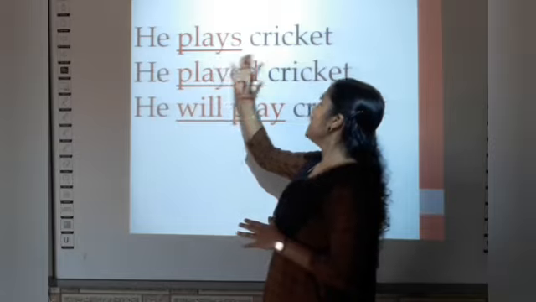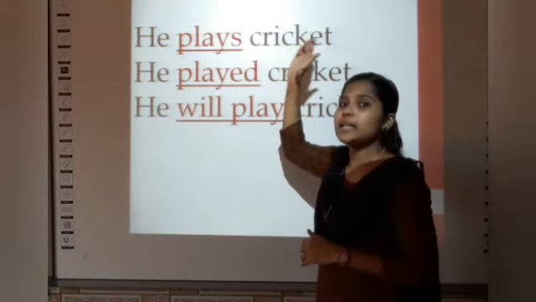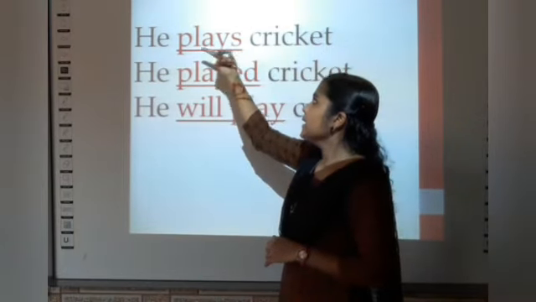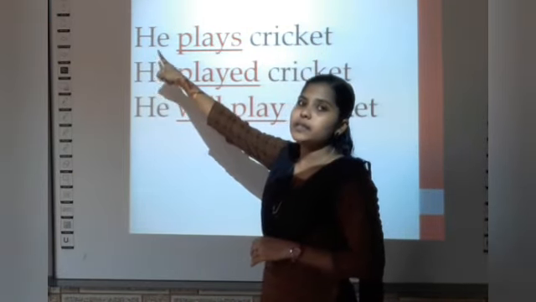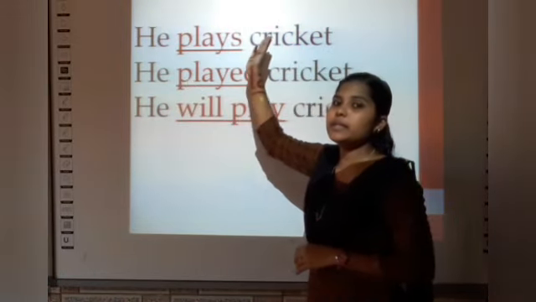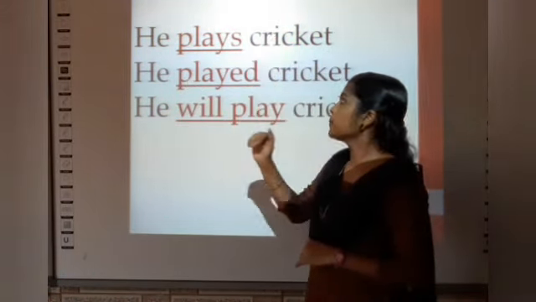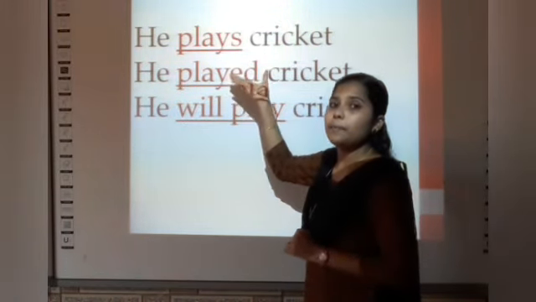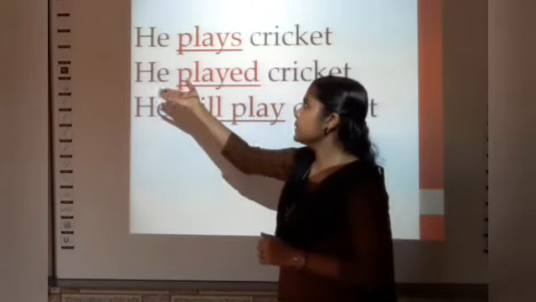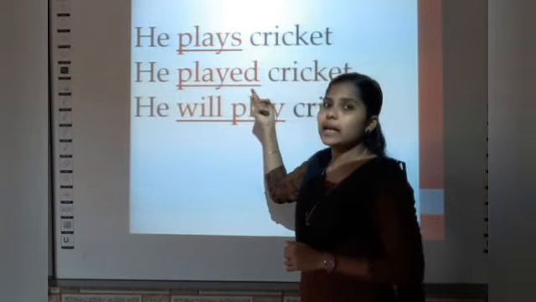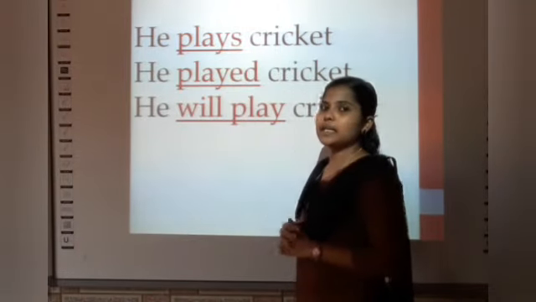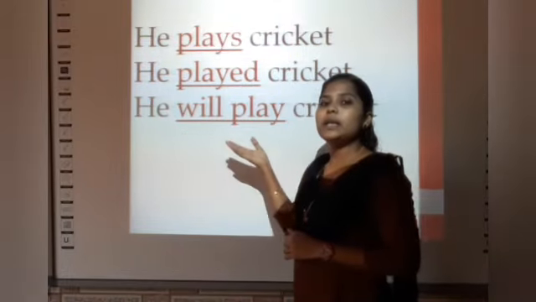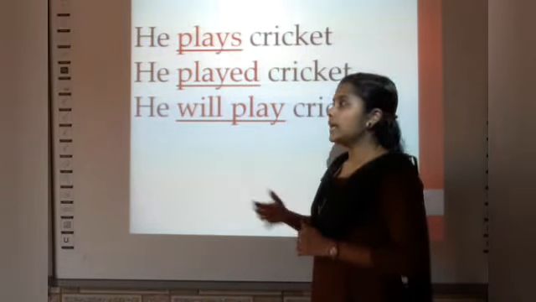Now, he plays cricket. This is indicating the simple present form. Plays. Here, this is the third person singular, he, and so the verb is in the S form. He played cricket. This is indicating the past form. How? Subject plus verb in the second form. He played cricket. Next, he will play cricket. He will play cricket.